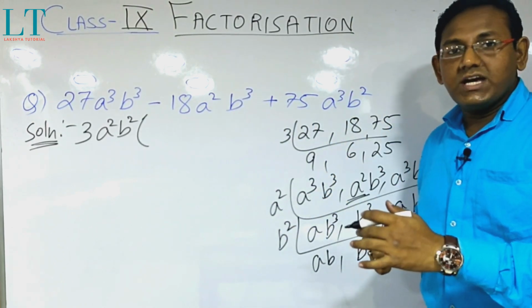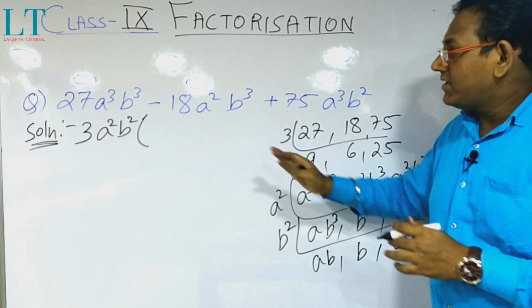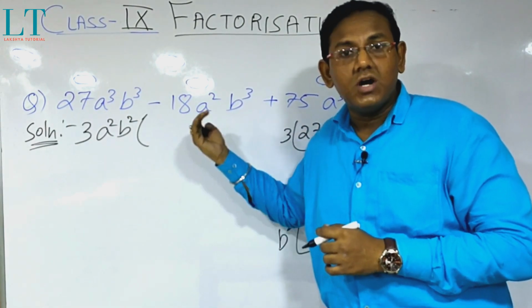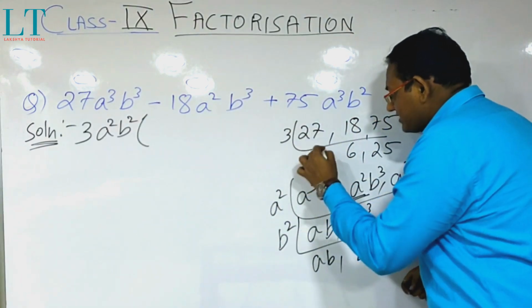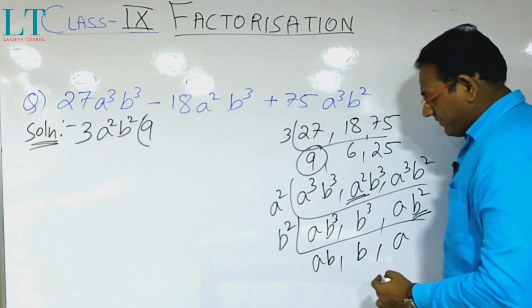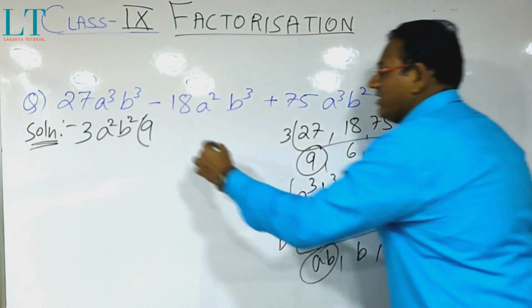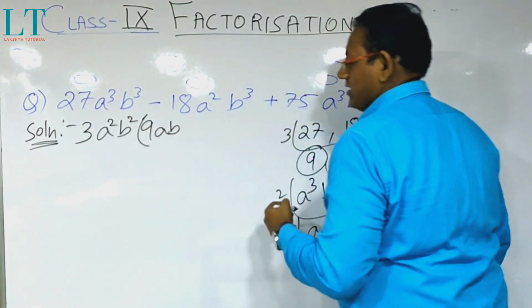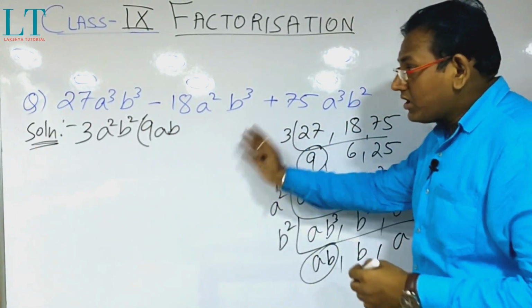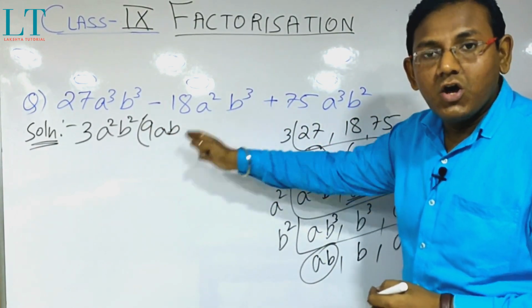The next thing is to figure out what are the things present from the first expression that should be written inside the bracket. That means that is not common. So from the first expression we can see 9 is present. So we will write 9 over here, and over here AB is present. So we will write AB over here. So from the first expression we got this 9AB, that is not common, that cannot be taken out.